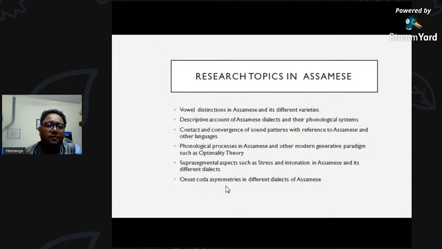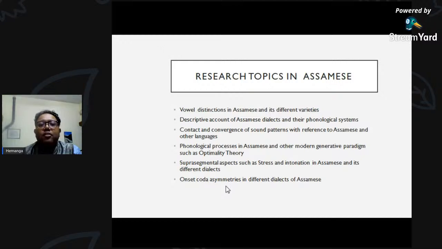You can see how the vowels are different in different dialects of Assamese. Then, a descriptive account of Assamese dialects and their phonological systems. Although the standard Assamese has been described, there are different varieties, the Kamrupi variety, Goalpariya variety, Nalbariya variety, like Hibo, Hagorio, and even regional and social dialects.